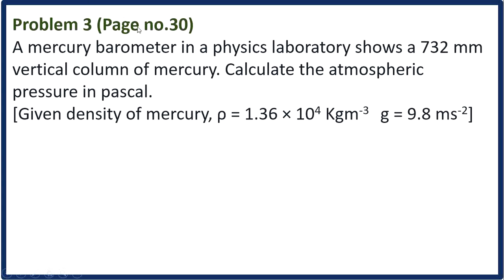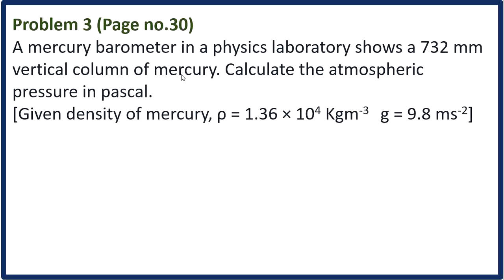Problem 3 in page number 30. A mercury barometer in a physics laboratory shows a 732 millimeter vertical column of mercury. Calculate the atmospheric pressure in Pascal.